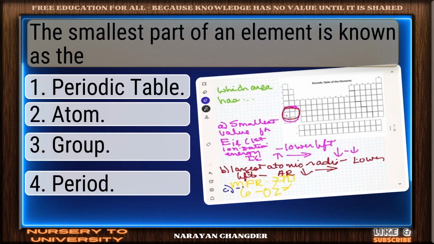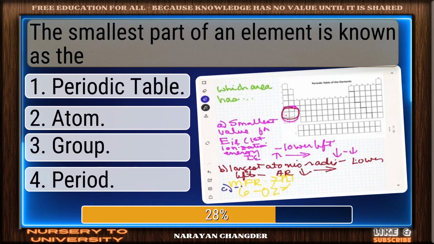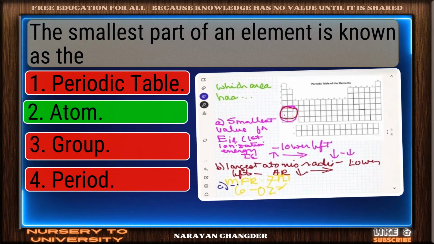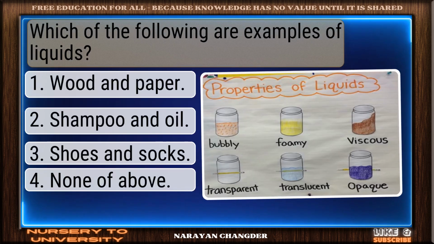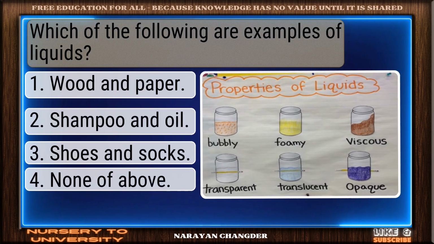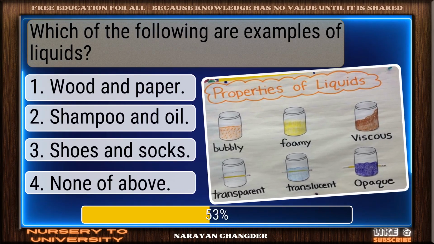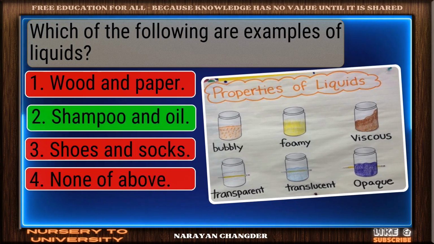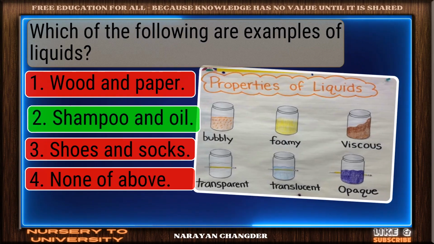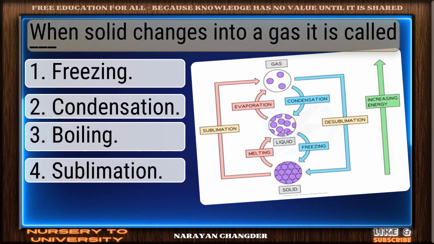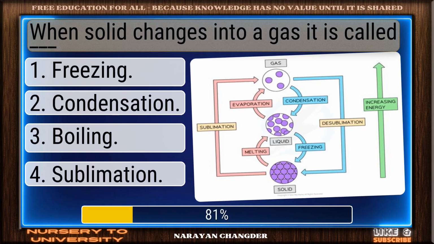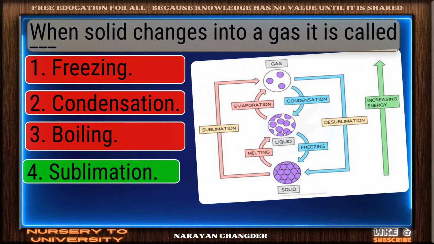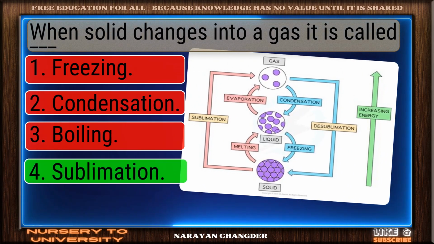The smallest part of an element is known as the dash. You got it. Your choice, atom, is right. Which of the following are examples of liquids? You chose shampoo and oil, and it is correct. When solid changes into a gas, it is called dash. Correct response. Sublimation is the most accurate answer.